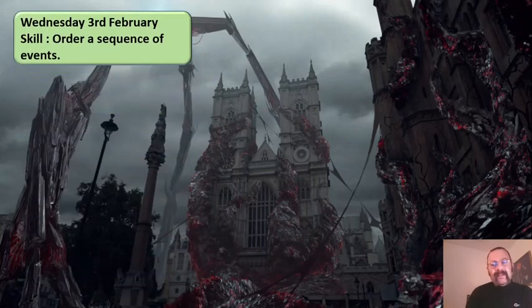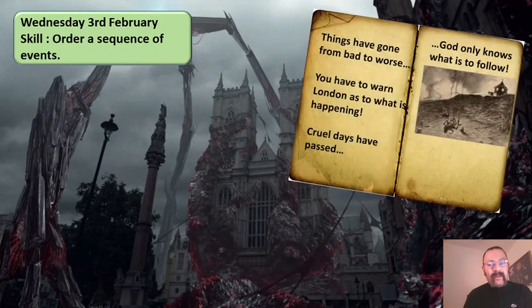Today, what I'd like you to do, this is part of your planning, I'd like you to order a sequence of events. Now, yesterday's information, there was a lot of it, and I don't want you to feel overloaded by all of that information. Hopefully you've made some notes, but I've done my work as well, and I've created a little information sheet for you to have a look at for this lesson.